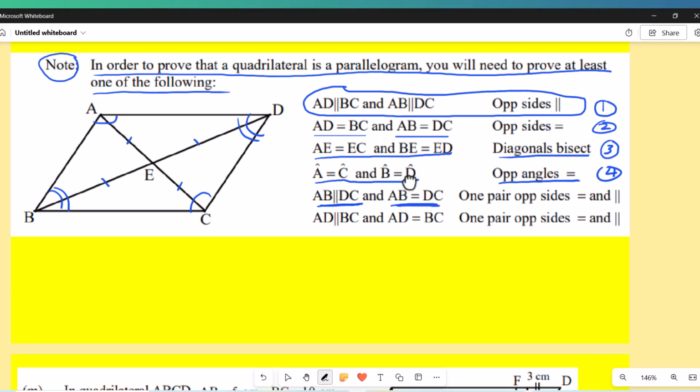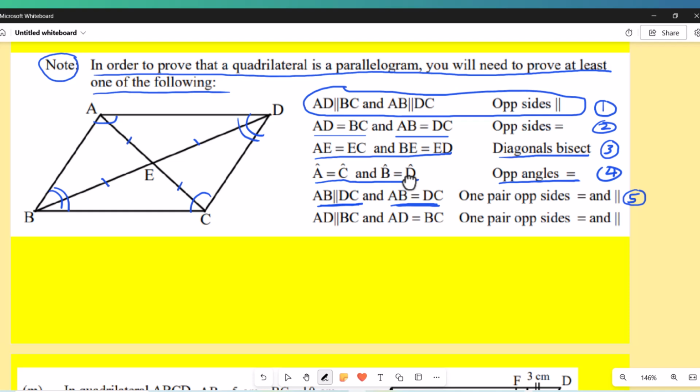Equals to DC, it is also a parallelogram. The reason being what? One pair of opposite sides equal and parallel. That's number five. I repeat, guys, I'm saying that if you can show one pair of opposite sides equal and parallel, then it's a parallelogram.